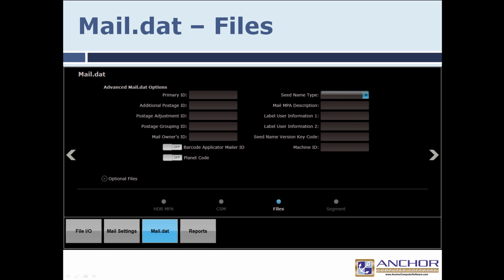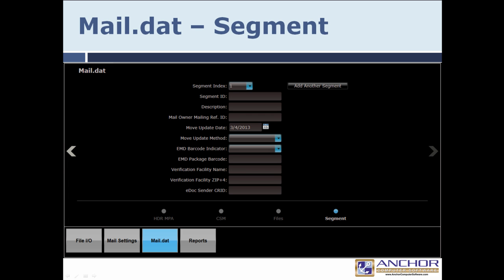Files. The Files panel is where the user can enter in advanced option selections, including primary ID, additional postage, machine ID, and more. Segment. The Segment panel is where the user enters in the index, ID, description, reference ID, and more.